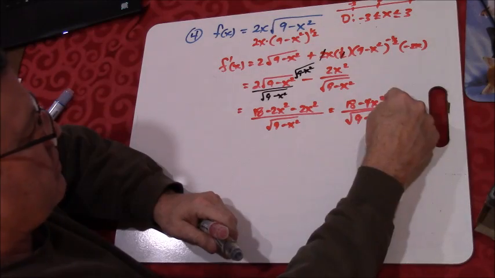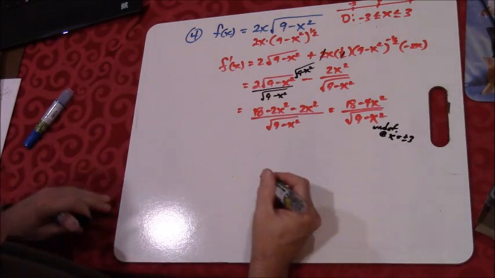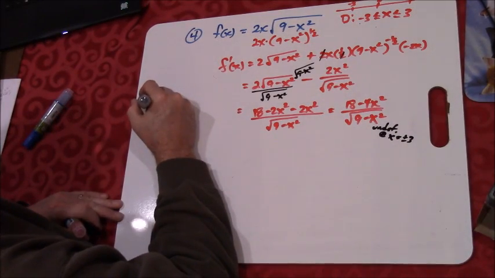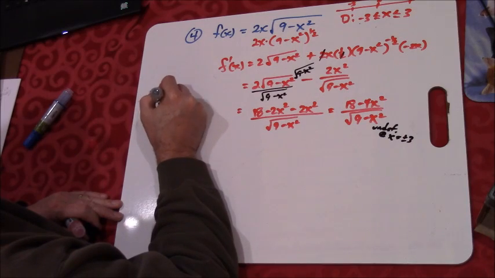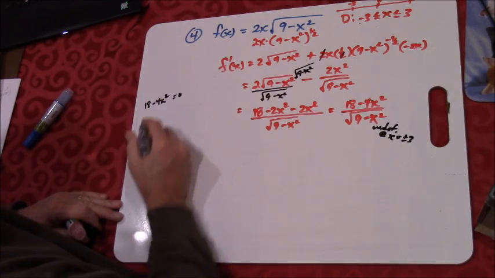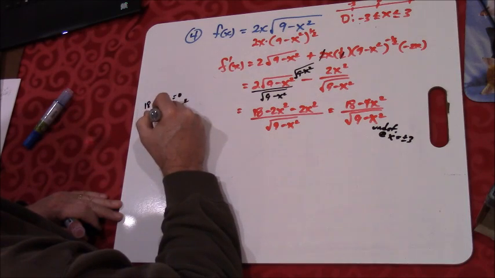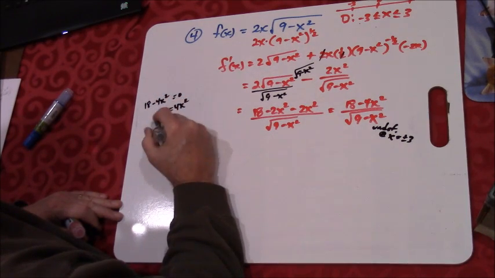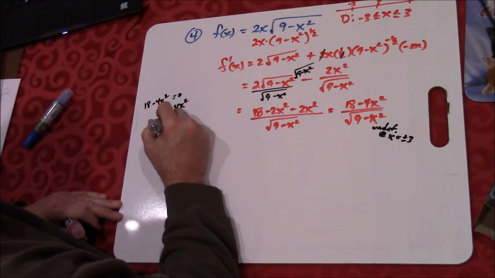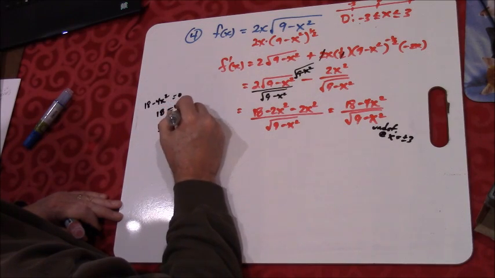When I take this and set it equal to 0, let me come over here and do that. 18 minus 4x squared equals 0. I'll move the negative 4x squared over to this side. And then I'll go ahead and divide by 4. So I get 18 fourths equals x squared.